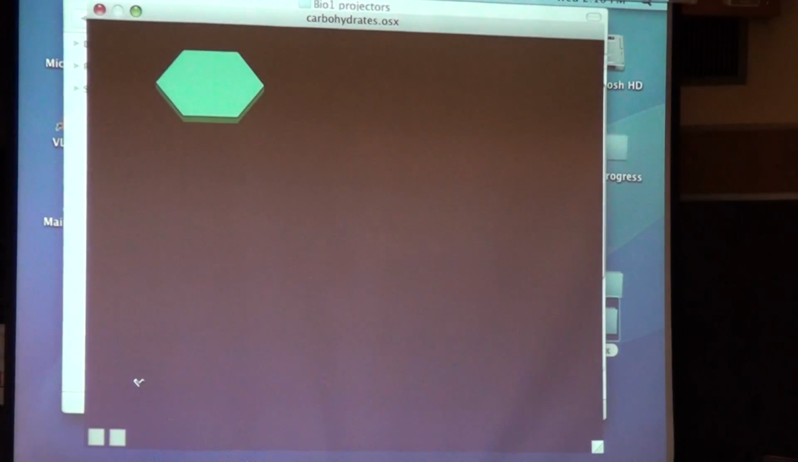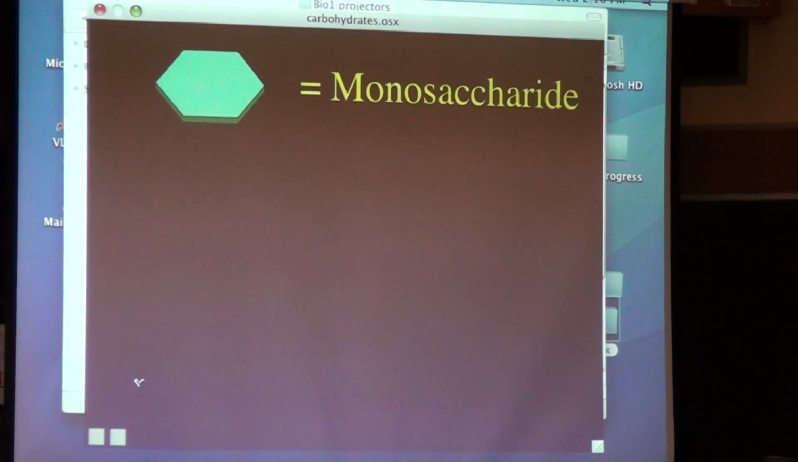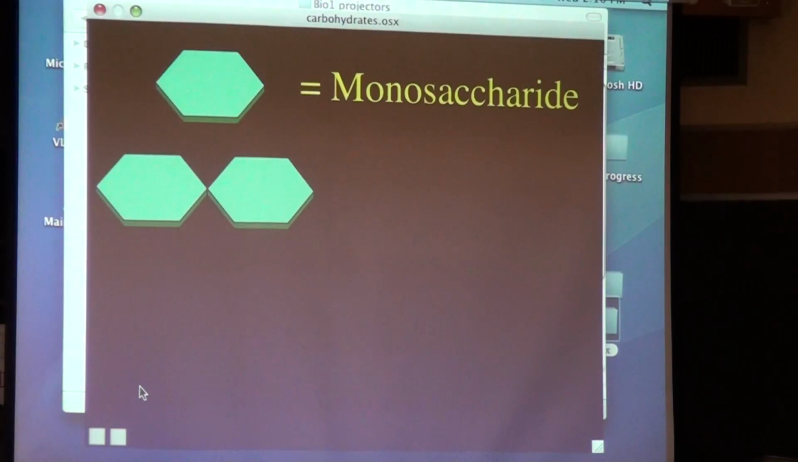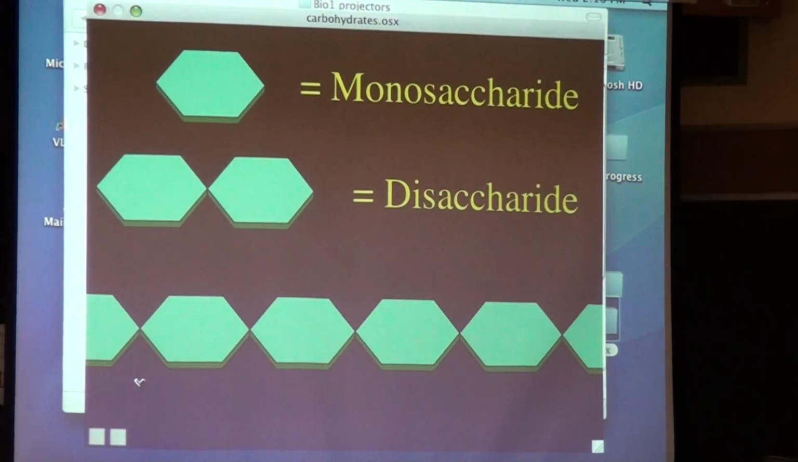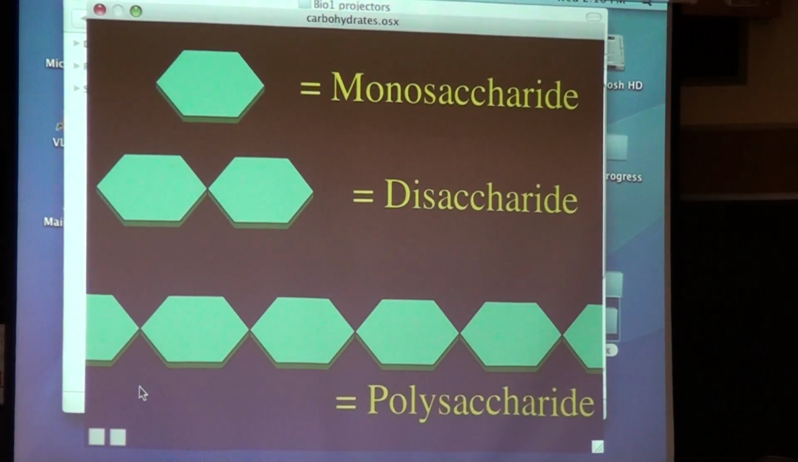Now, so the monomers are the monosaccharides. If you have 2 monosaccharides joined together like this, it's called a disaccharide. Those are also considered part of the carbohydrate family, which is essentially a very small polymer of monosaccharides. And if you have lots and lots and lots of these monosaccharides joined together like this, that's called a polysaccharide.